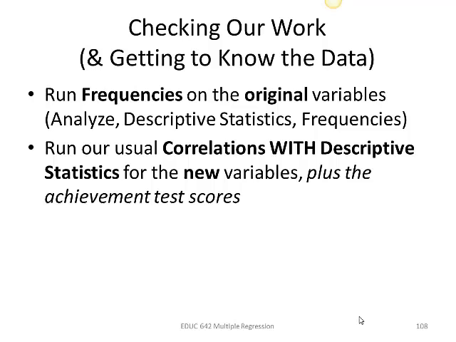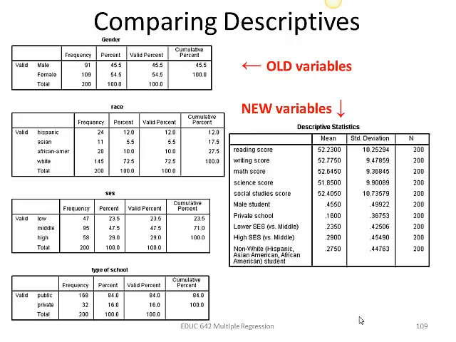So, if you are following along, pull in the achievement test scores as well, because we're going to want to look at what all this looks like together. So on the left are the frequency tables for my old variables, and on the right is the descriptive statistics table for my new variables.